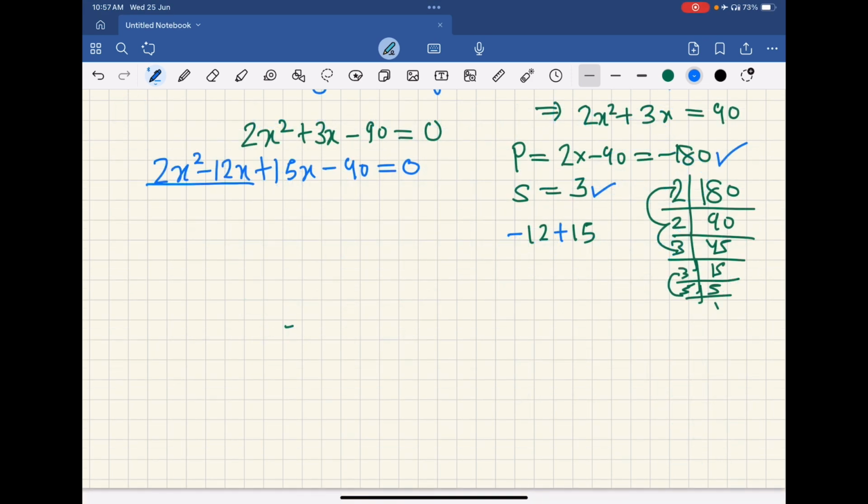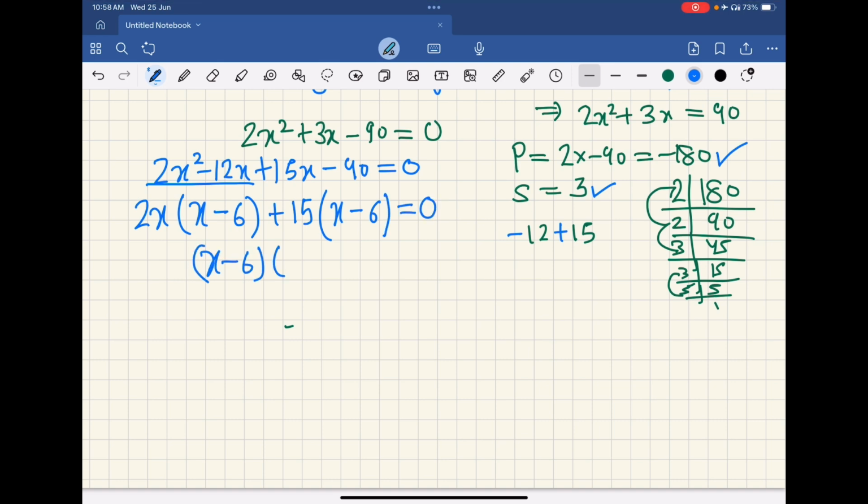So now between 2x square minus 12x, what is common? 2x. So 2x square divided by 2x, we will get x. Minus 12 divided by 2 will give me minus 6. X divided by x is 1. And here 15x and minus 90, so we will take 15 common. So 15x divided by 15 is x. Plus divided by minus is a minus. 90 divided by 15 is 6. So what are we getting? X minus 6 times 2x plus 15, which is equal to 0.